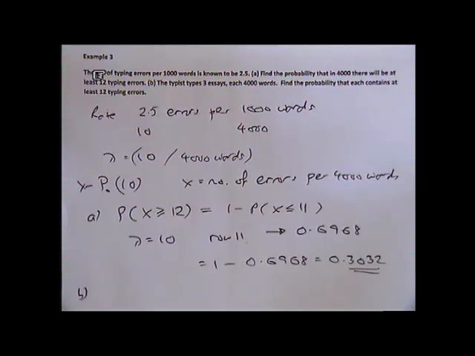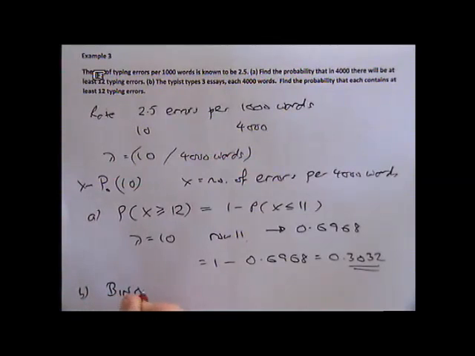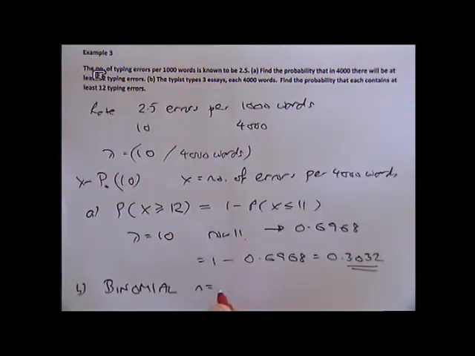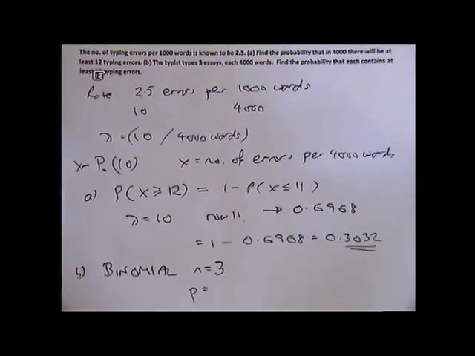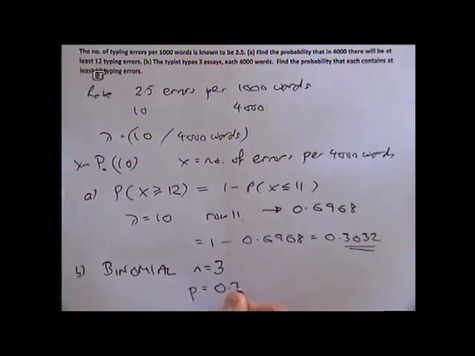Now we are looking at 3 essays. So what about part B? Binomial. Yes, part B is binomial, with a fixed number of essays. We are looking here at 3 essays. And our P, the probability of our success, well, success here is actually having at least 12 errors, but that is our P value. P will be 0.3032.